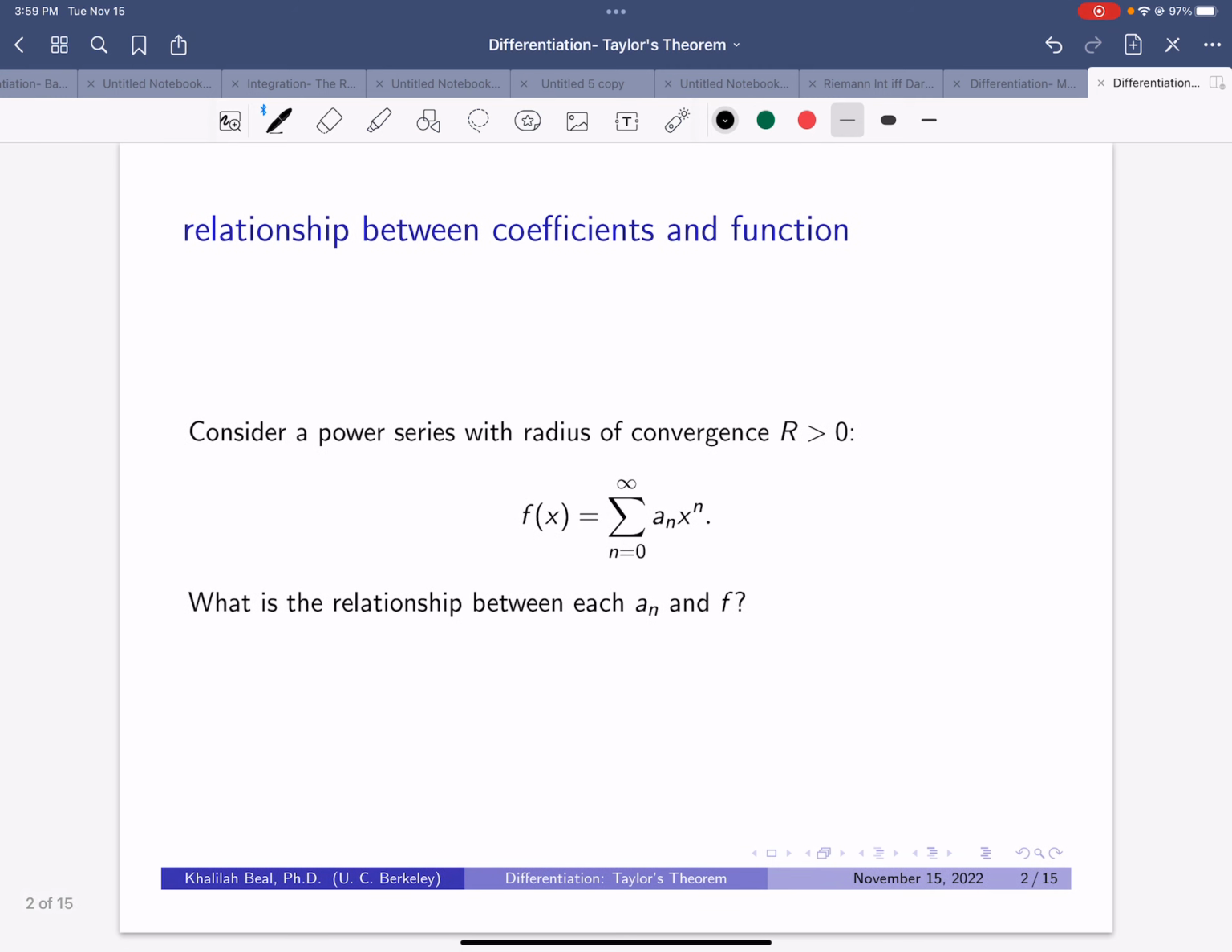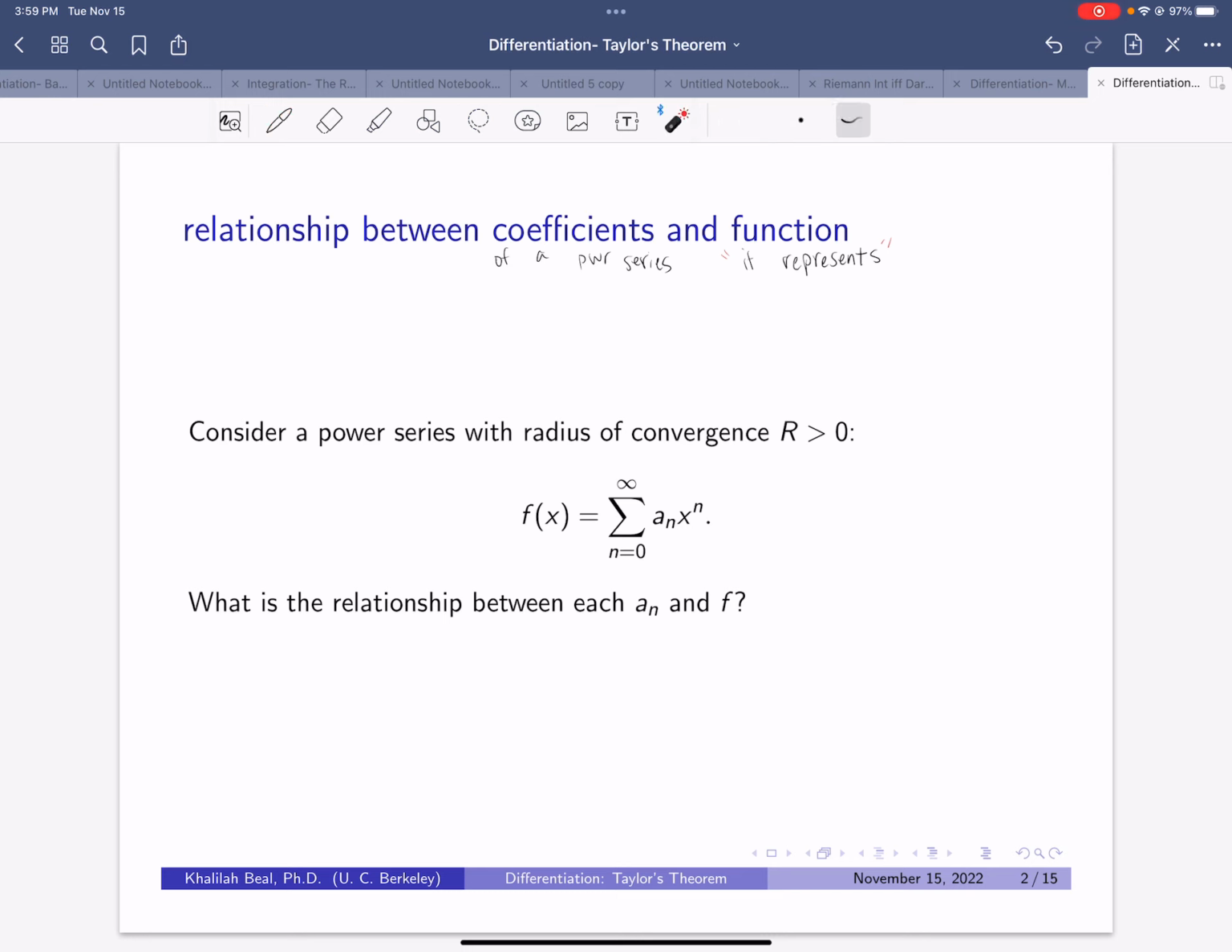Okay, so first I want to discuss the relationship between the coefficients of a power series and the function that it represents. Now we'll give a rigorous definition of what it means for a function to be represented by a power series a little bit later on in the lecture.